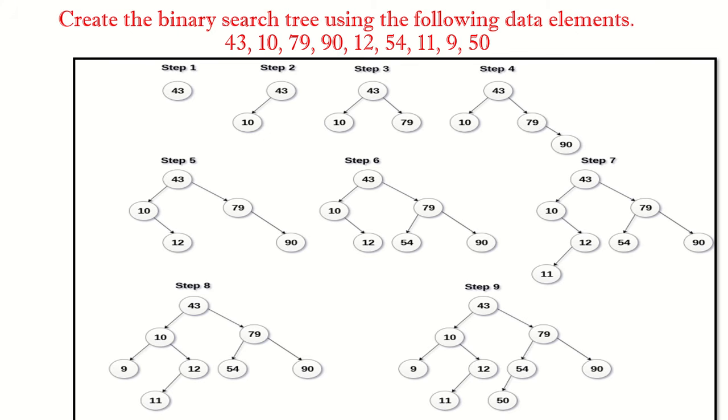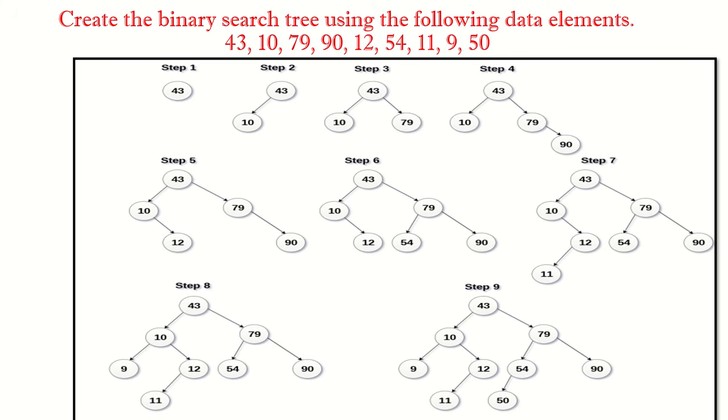Since there is already a node with the number 10, 12 will be compared with 10. Since 12 is greater than the existing left child 10, 12 will be inserted as a right child of 10. In the same way, the next elements will be inserted based on comparing from the root node, and the element to be inserted will always get inserted at the leaf level.